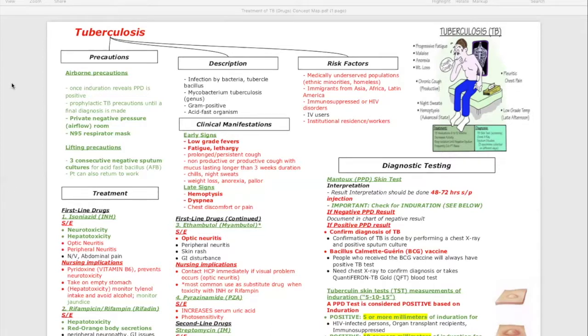These airborne precautions for tuberculosis can only be lifted when the patient is considered free of tuberculosis. That means that they have 3 consecutive negative sputum cultures. Once they have these 3 negative results, they can also return back to work.